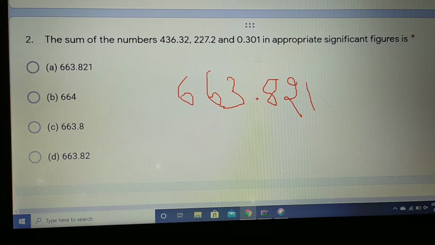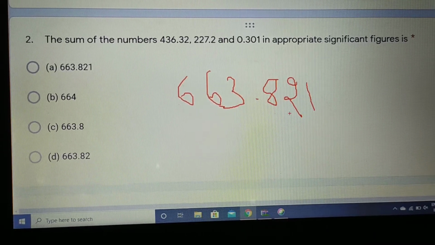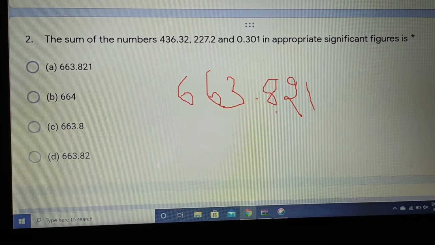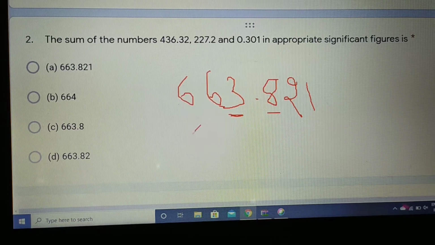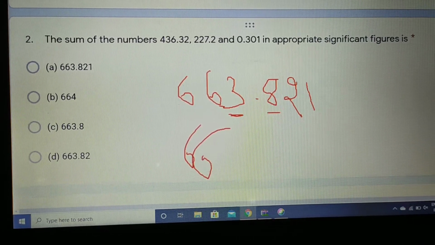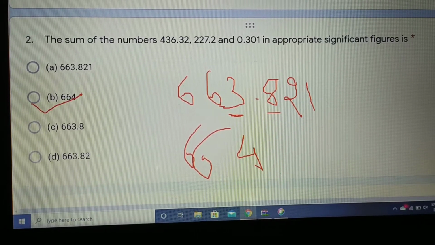At the fourth place we are having 8, which is greater than 5. So if the number at the last, or you can say the number up to which we have to round off, is greater than 5, you see 8 is greater than 5, so the number before this 8, that is 3, will be increased by 1. So the number will be 6, 6 and 4. So the correct answer this way also is 6, 6 and 4.